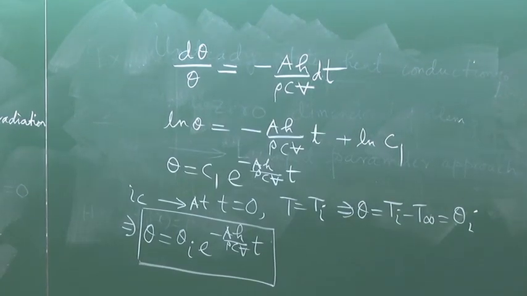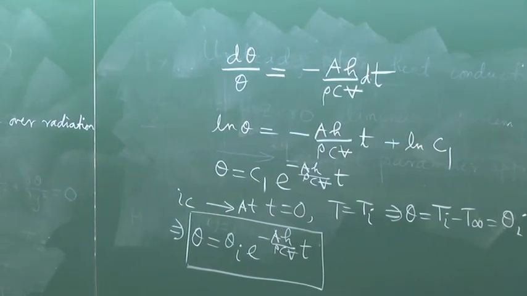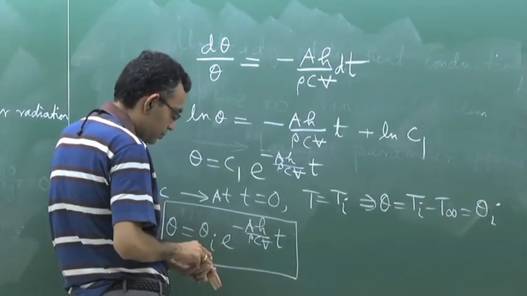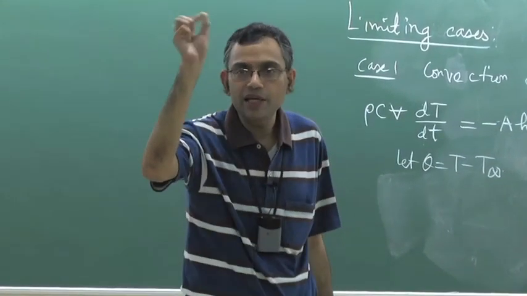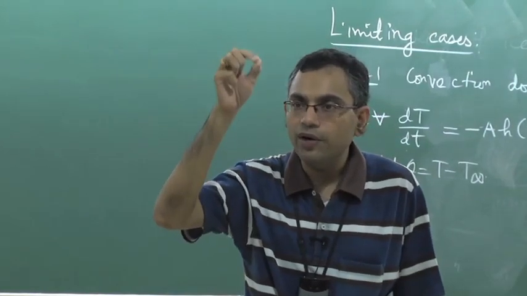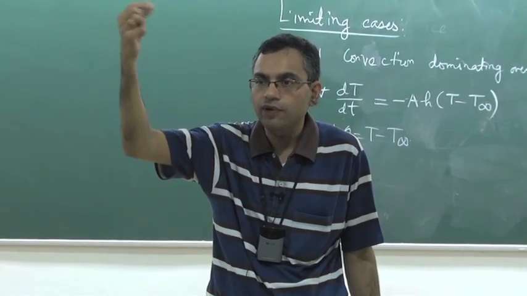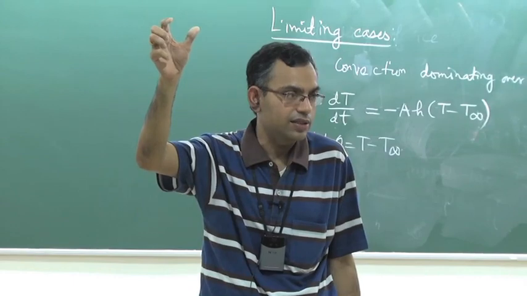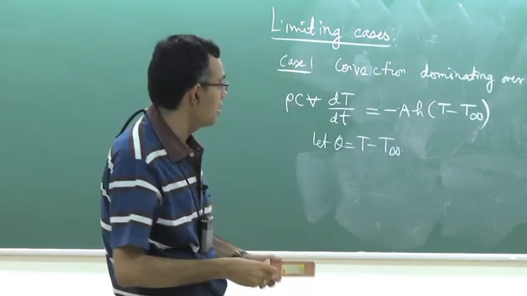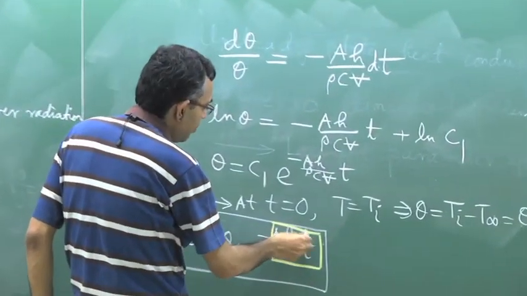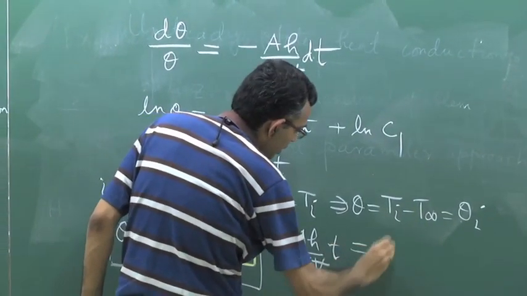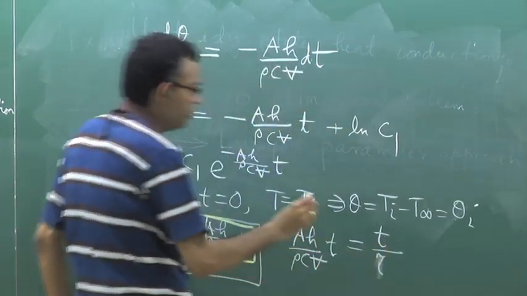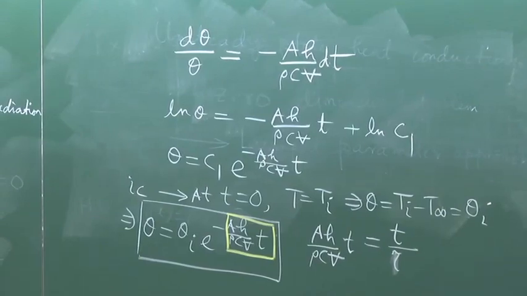Now, let us try to develop some physical insight on this. First of all, this term in the box must be non-dimensional, because when you write e to the power something, that something must be non-dimensional. It is quite clear when you write e to the power x, 1 plus x by factorial 1 plus x squared by factorial 2, like that. If x has a dimension, then dimensionally it will never match. So this is a non-dimensional number. A h by rho c V t can be written as t by some tau, and this tau is called the time constant of the problem.